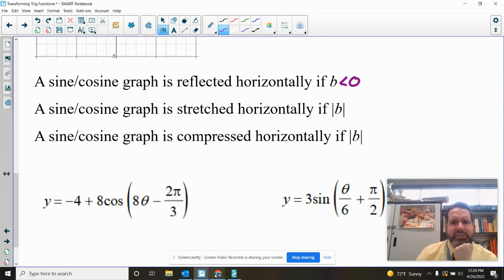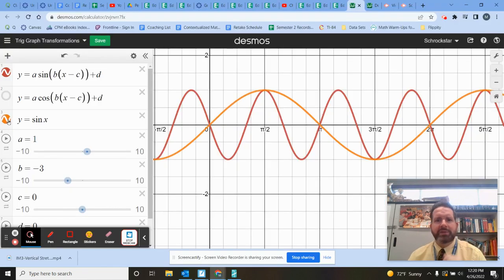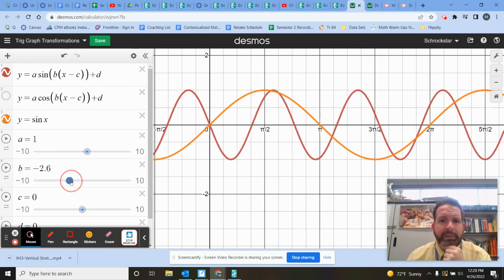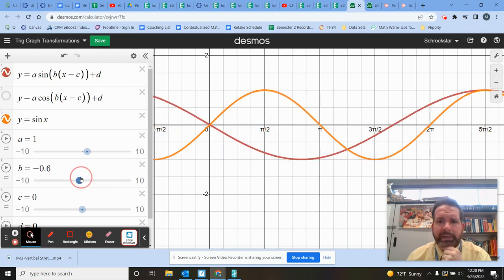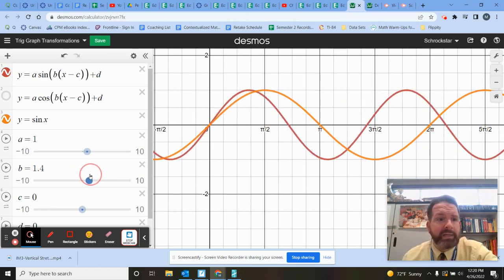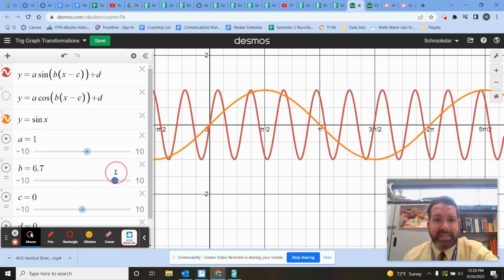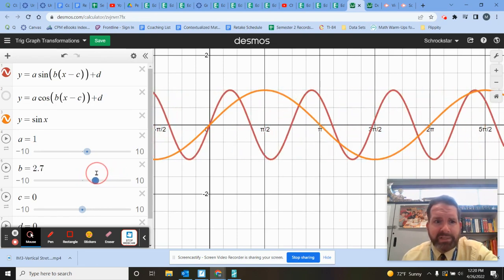The horizontal stretch and compression. Let's see what the dividing line is there. So I'll put my regular sine function up for reference. Right now, this is a compressed graph because it's going through its cycles more quickly. Now it's a stretched graph because the red cycle is taking longer than the orange cycle did. And now I'm seeing values again that are, okay, now we're compressed again. So where is the dividing line is the question.